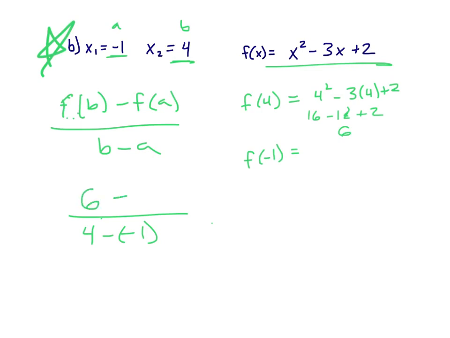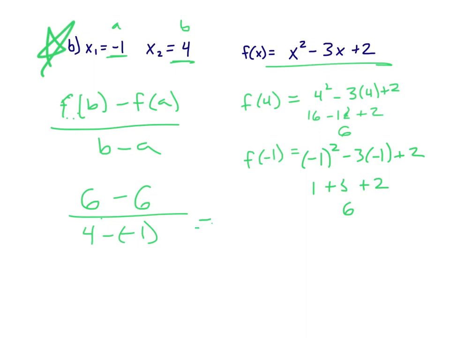Now we need to find f of negative 1. So we have negative 1 squared minus 3 times negative 1 plus 2. Negative 1 squared is 1. Negative 3 times negative 1 is positive 3 plus 2. So this would be 6. Isn't that 7? 1 plus 3 is 4 plus 2 is 6. Oh wait, I put the wrong one. Thank you. That's what I did. I added it back.